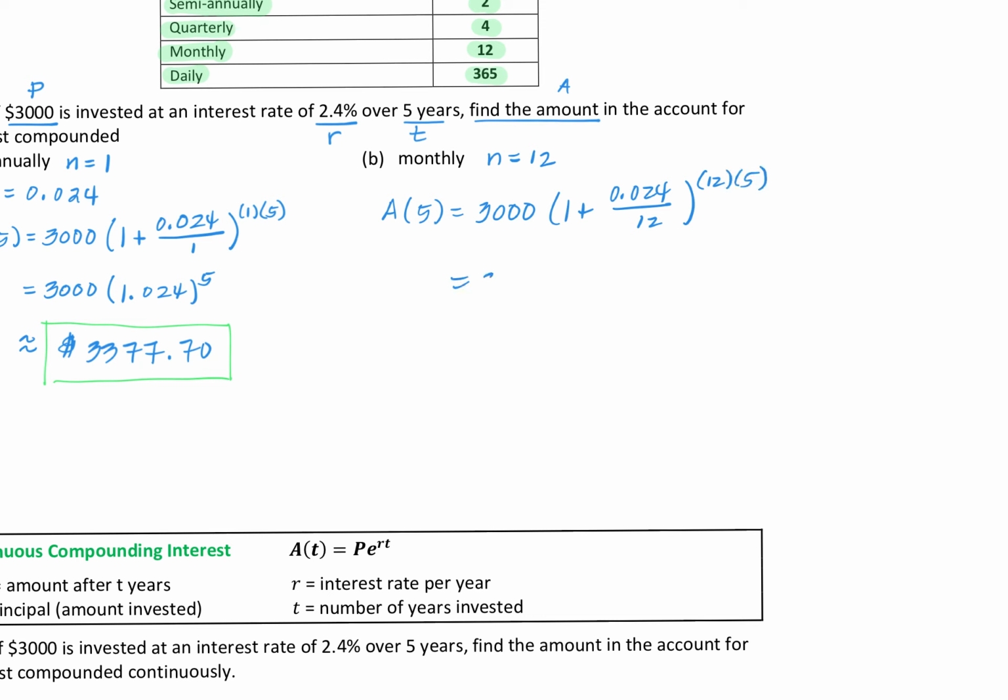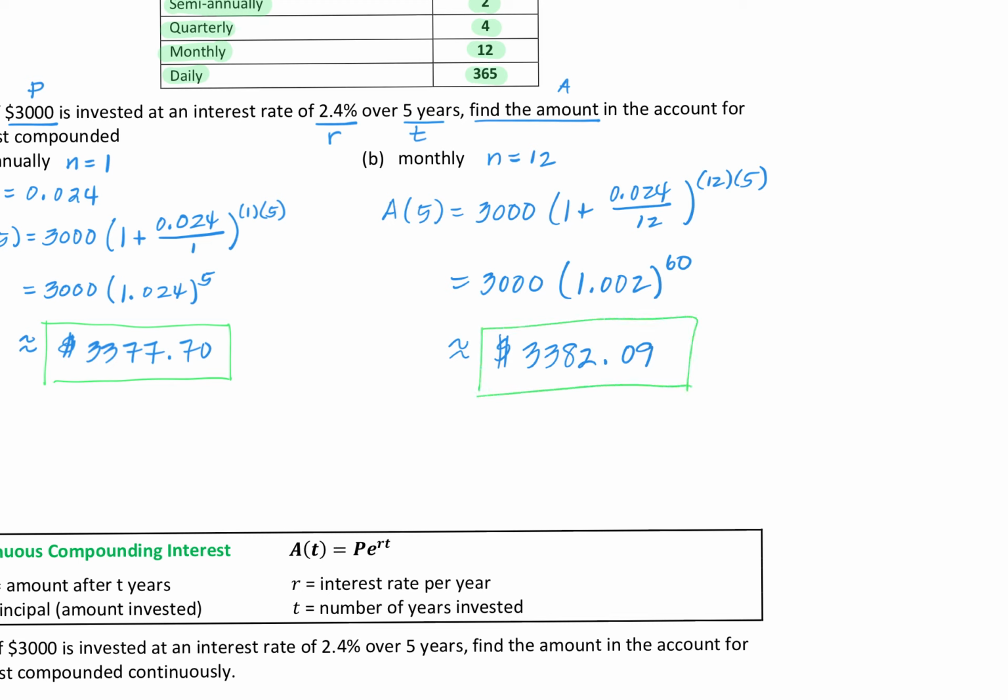I am going to clean this up a little bit, which you don't have to, but I do know that 0.024 divided by 12 is 0.002. This becomes 1.002. And then 12 times 5 is 60. So I think I'll put that in my calculator. And I get $3,382.09.